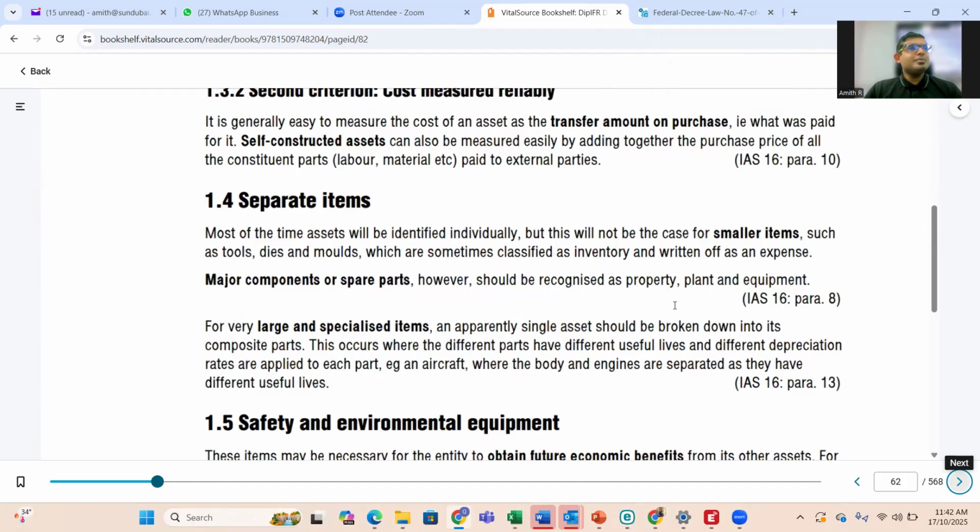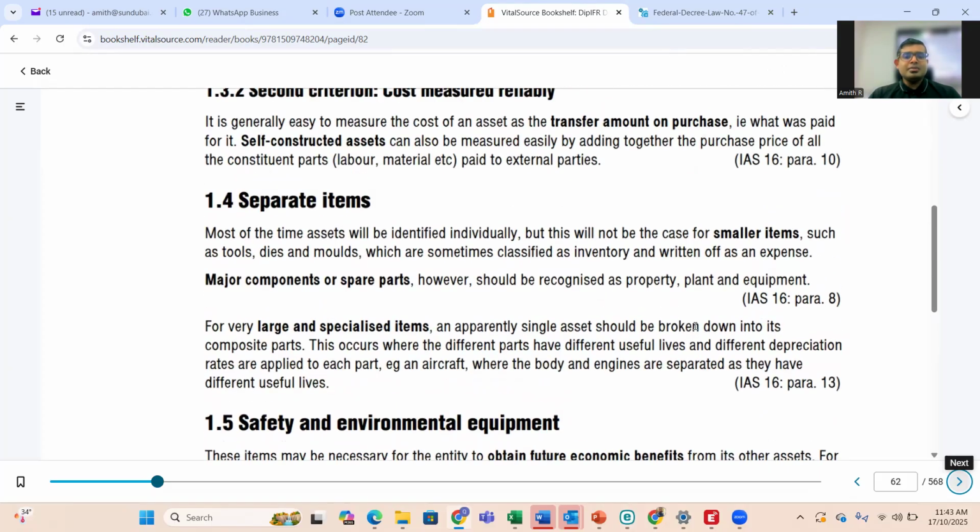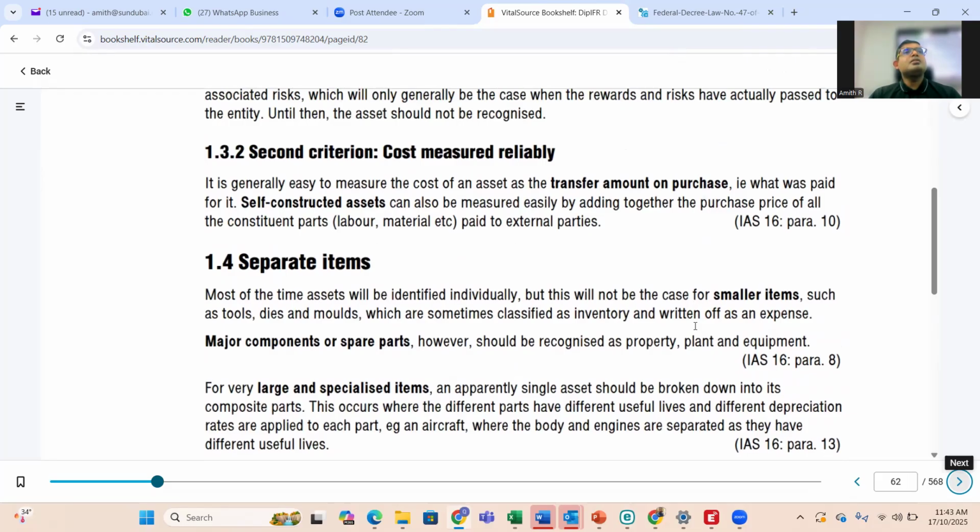So did you understand separate items? It's not very clear in this textbook. Okay, so even if you're going to great lengths and breadths to buy this textbook, I would say it's not that good, because they are just quoting IFRS. But to understand what it means, we have to do a little digging. Now, safety and environmental equipment. Now, what is safety and environmental equipment? Can you give me an example of safety and environmental equipment?